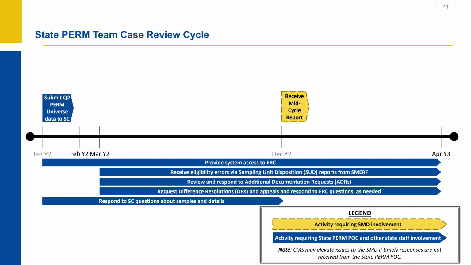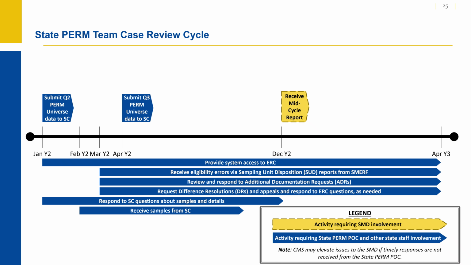From January through December of year 2, states are expected to respond to the SC's questions about samples and details. In February of year 2, states begin receiving samples from the SC. In April of year 2, states submit Quarter 3 PERM universe data to the SC. In July of year 2, states submit Quarter 4 PERM universe data to the SC. In December of year 2, State Medicaid Directors receive the mid-cycle report, which informs them of the cycle progress specifically within their state. In April of year 3, the cycle cutoff occurs.